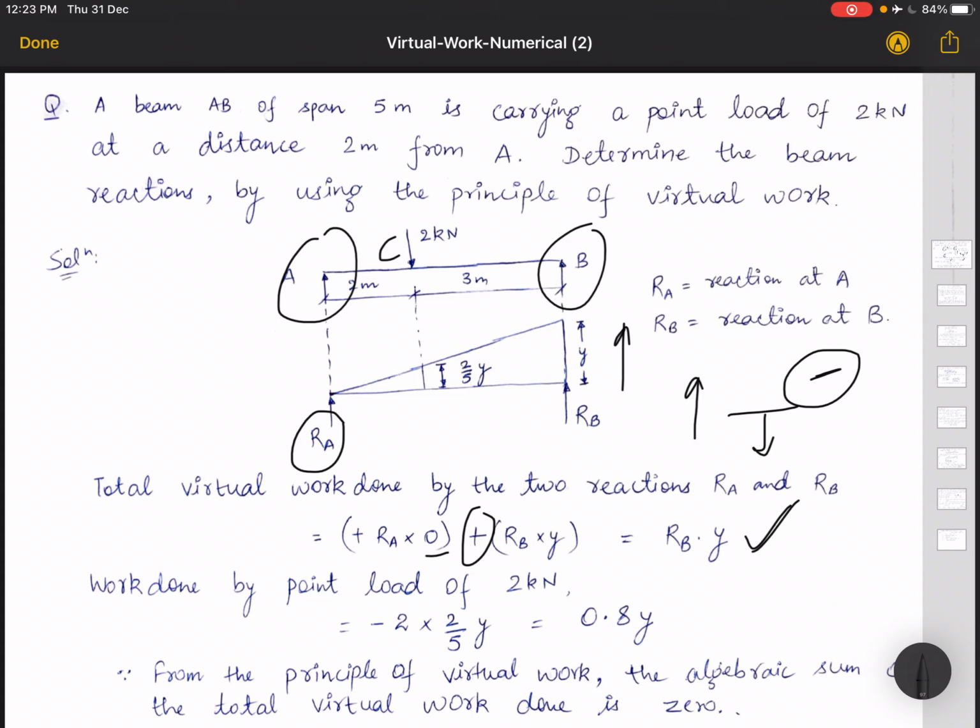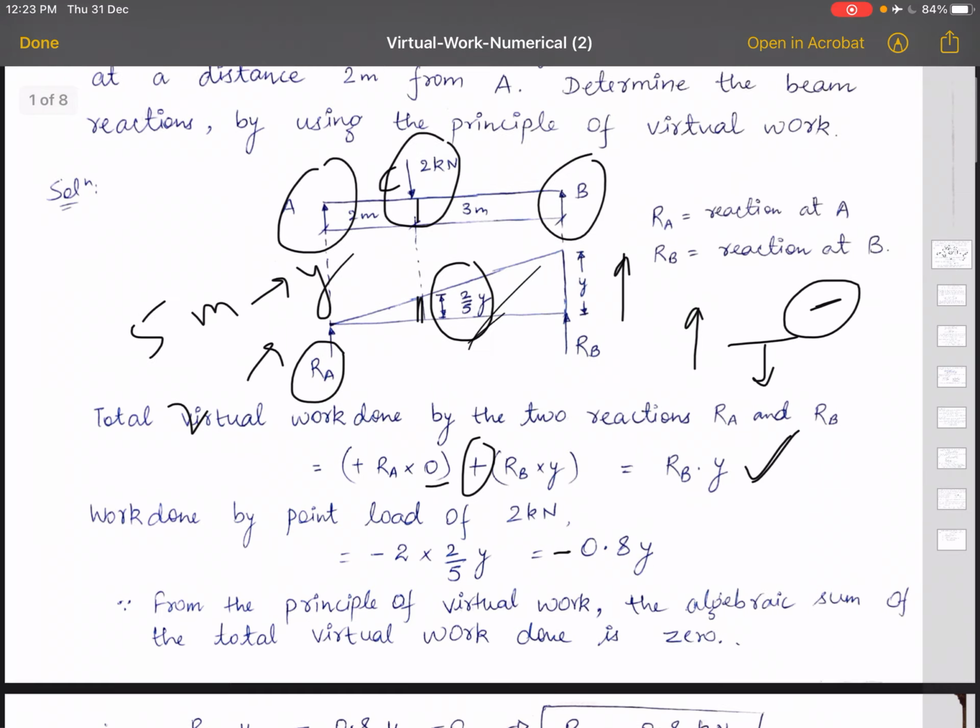Now this was due to the reactions. Now due to the external force, that is 2 kN, what we have to calculate? We have to calculate the displacement under this load. For 5 meters it was Y, so for 2 meters it will be 2 by 5 into Y. Here you can see the load is acting downwards, but the displacement is in the upward direction, so the work done will be negative. Clear? So it is minus 2 multiplied by 2 by 5 into Y.